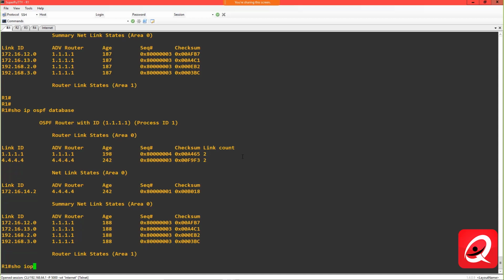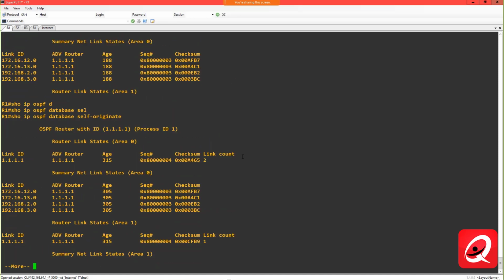Show IP OSPF database self-originate. So these are all of the LSAs that I'm originating from my router. Self-originate allows me to identify what I'm advertising to my peers. You can see obviously the advertising router is 1.1.1.1 in every case here, and it indicates the link information that I'm advertising. So we had talked about router link states in our first lesson. Those are my type 1 LSAs.